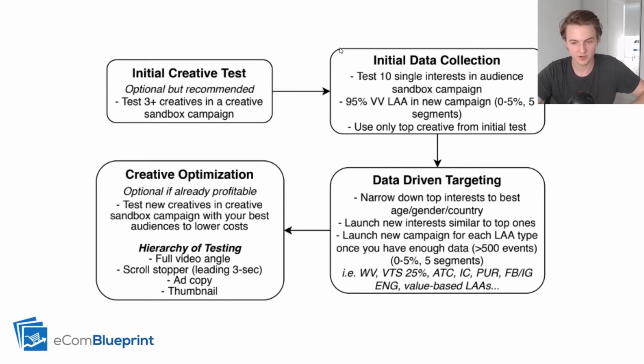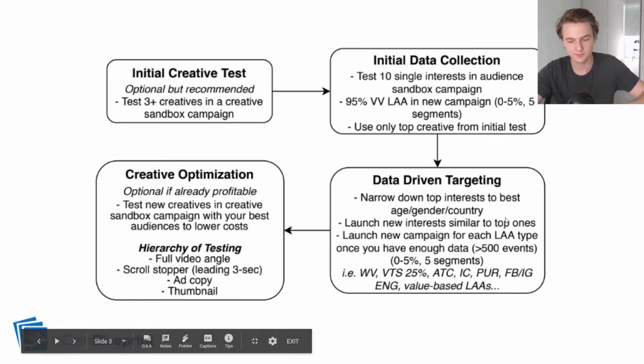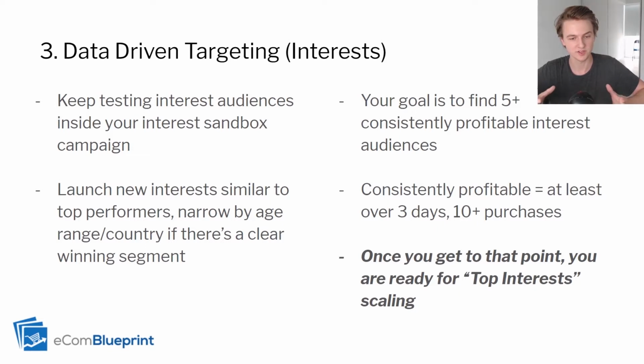But once you get to this point, initial data collection, the next step is the data-driven targeting. And that's what I'm going to talk about now. So what you want to do for the data-driven targeting phase is you want to keep testing interest audiences in your interest sandbox campaign, right? So I showed you how to structure an interest sandbox to test your first 10 single interests. Well, as you start pausing the bad interests, what you want to do is replace them with new interests similar to the ones that are doing well, right? So if you tested 10 interests, only 3 of them did well, 7 of them flopped, test more interests similar to the 3 that did well.